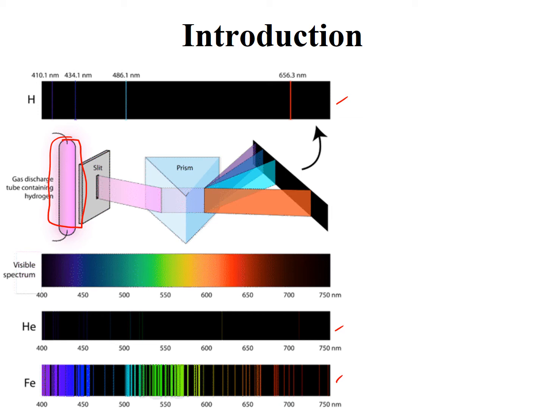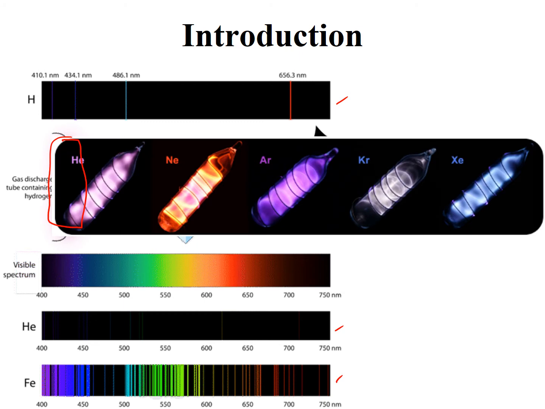Usually the discharge tube emits a certain color depending on the element it contains. For instance, helium would look like this, neon would look like this, and also argon, krypton, and xenon. These are just the different discharge tubes of the noble gases. In this experiment, you're going to use different discharge tubes and determine the line spectrum of each element.